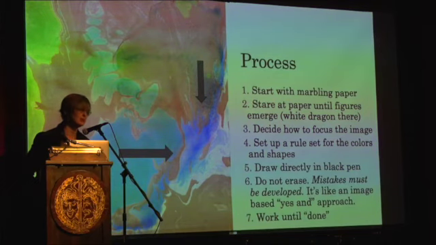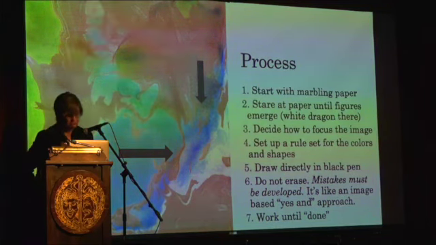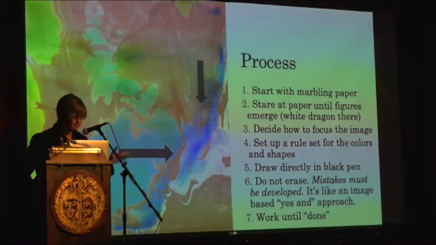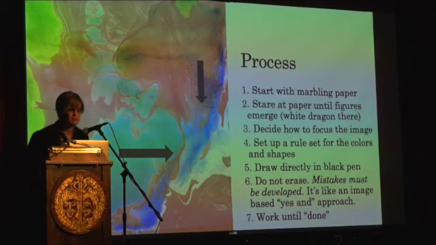I have to use a black pen. I don't want to erase. Erasure, which is image destruction, right? It happens when we feel that we've made a mistake. And if I did that every single time I thought I'd made a mistake, I would have a white sheet of paper. Or maybe it would be an erased de Kooning. I don't know. So the mistakes have to be developed.